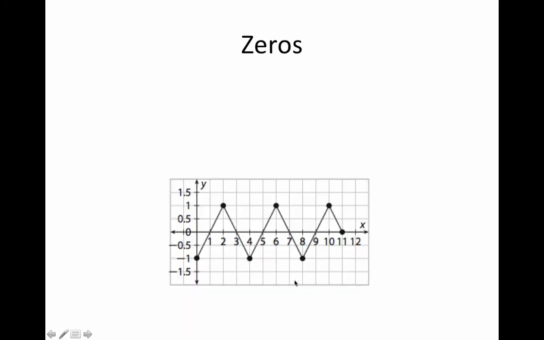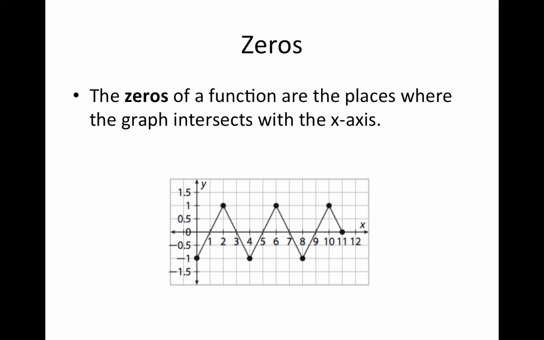All right, now we're down to our last and final characteristic that we're going to be studying in this section, and that is zeros. A zero of a function is where the graph intersects with the x-axis. This is also known as an x-intercept. You may have heard that term before in Algebra 1. I know we did a little bit of it at the beginning of the year. Zeros, x-intercepts, they all mean the same thing. It's where the graph intersects the x-axis.